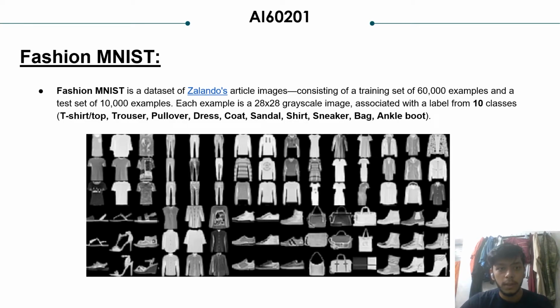Our first dataset is Fashion MNIST. It consists of 60,000 training examples and 10,000 test examples. Each example is a 28 x 28 grayscale image and there is a label associated with it. There are total 10 classes. Images and the class names are shown on the slide.